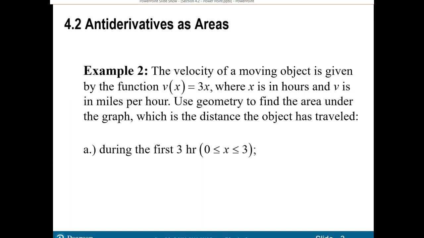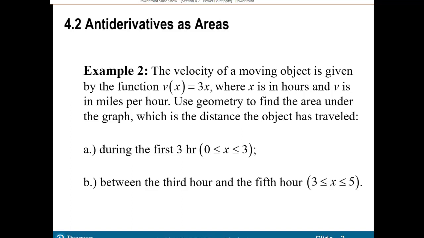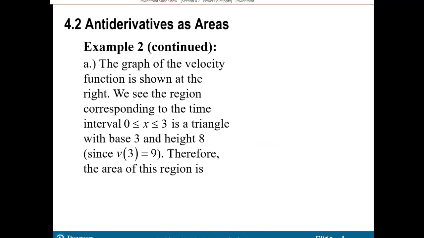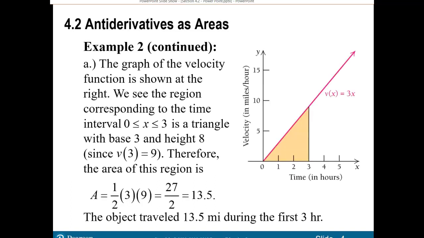We want to find the distance traveled during the first 3 hours, in other words, for the x values between 0 and 3. And then between the third and the 5th hour, so for the x values between 3 and 5. Our velocity function that we're given is 3x. So we're going to graph the velocity function, which is shown on the right. Our graph of v of x equals 3x is this line.